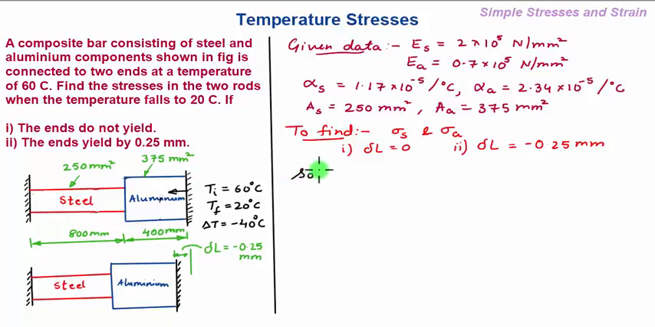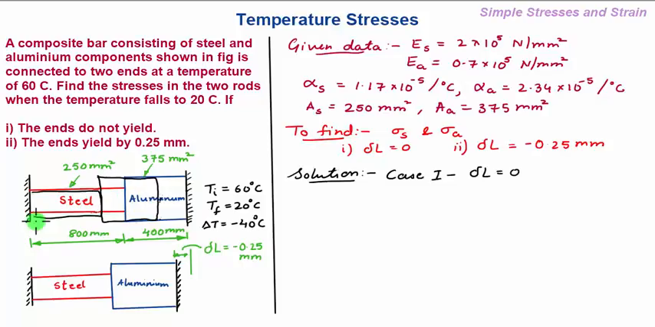So we start with the solution. We take the first case, that is when the ends do not yield, that is delta L is 0. Now we can see that as your temperature delta T is decreased by 40 degrees centigrade, both the steel bar and the aluminum bar will try to contract as shown. Now since the ends do not yield, this end or support will try to elongate or pull the steel as well as the aluminum bar towards it, so that a tensile load or tensile stress is developed on both the steel and aluminum bar. Now since the steel and aluminum bars are in series, this tensile load P will be equal on the steel as well as the aluminum bar.